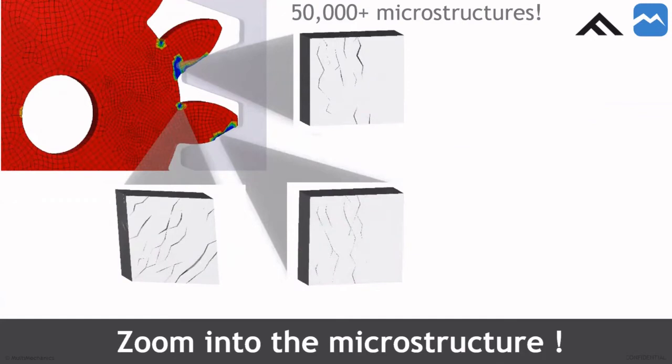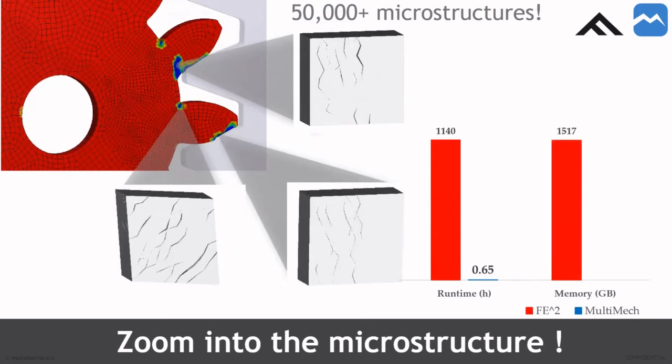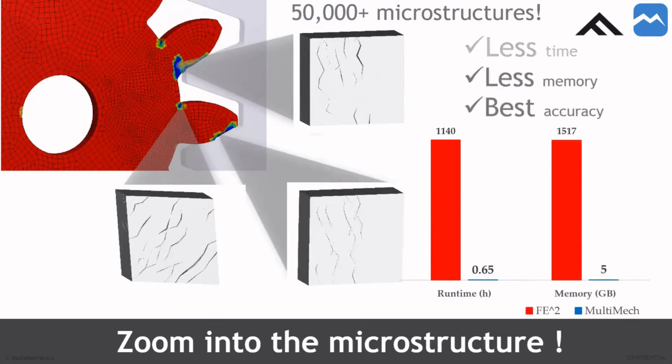So if you have failure in one area, it's not going to be the same through other parts of the global level part. This leads to a more accurate solution because you actually see realistic failure progressing. Now, it seems like a very computationally intensive method, and it used to be.